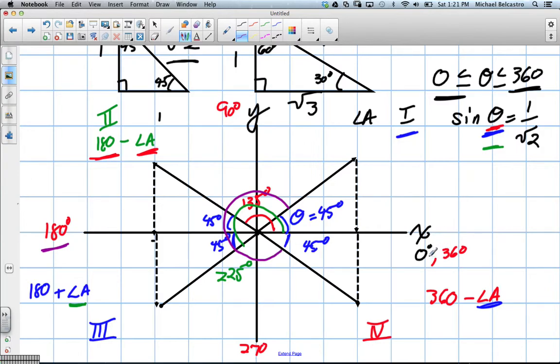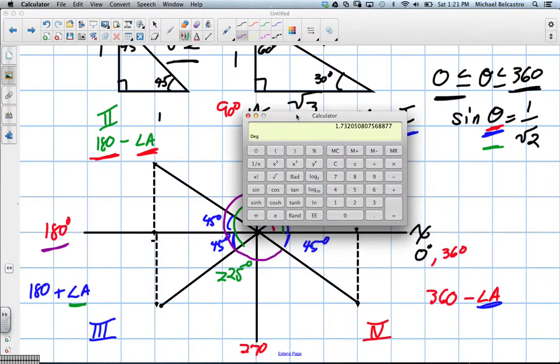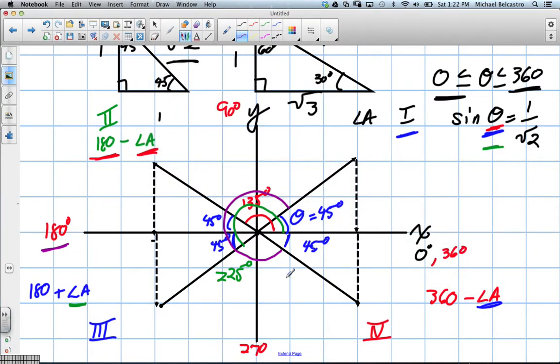And when we subtract that from 360, what are we going to get? 275. I think it's going to be 280. Let's try 360, subtract 45 degrees. 315. Yeah, okay. So 315.